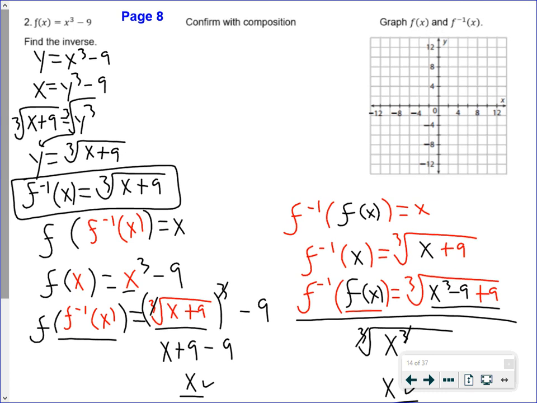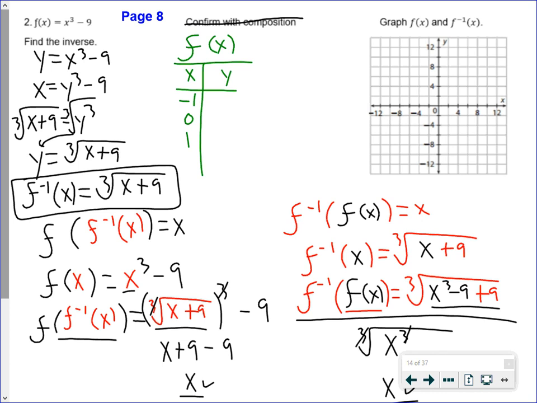So we confirmed the composition already. We did that down below. All that's left to do now is to graph f of x and the f inverse of x. So for f of x, we're going to make an xy table again. For this function, I'm going to go with -1, 0, and 1.